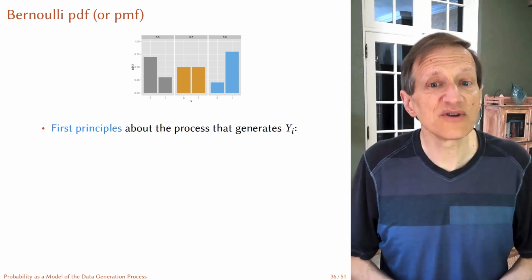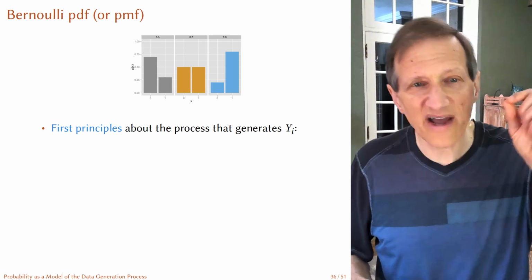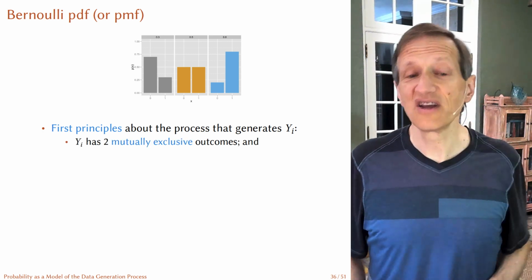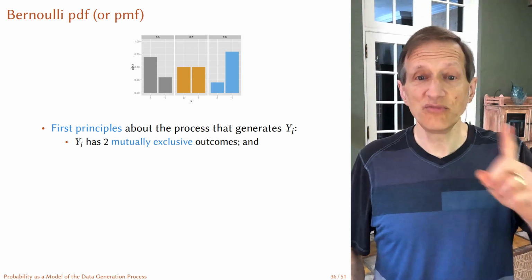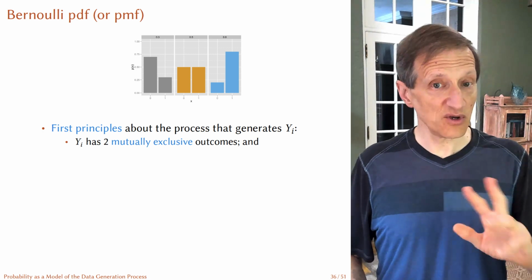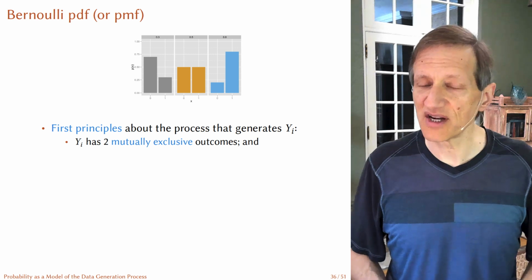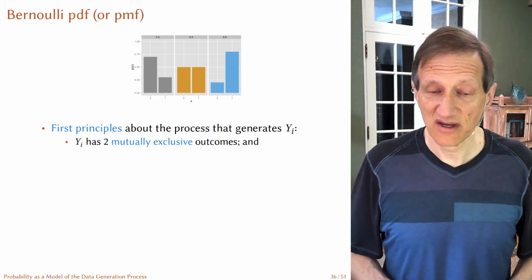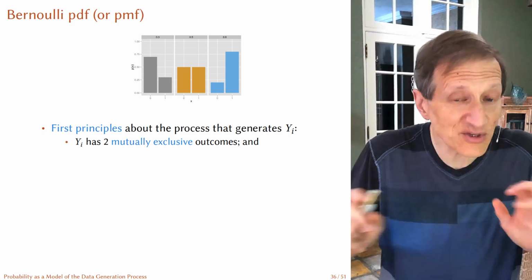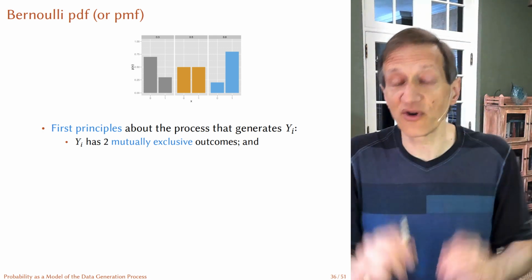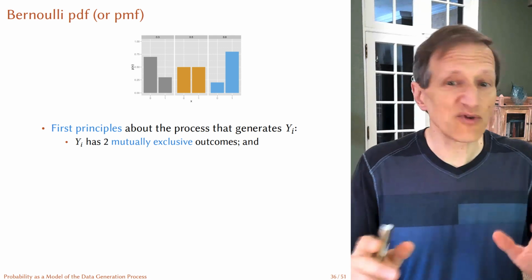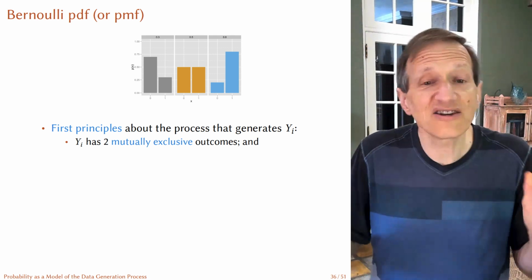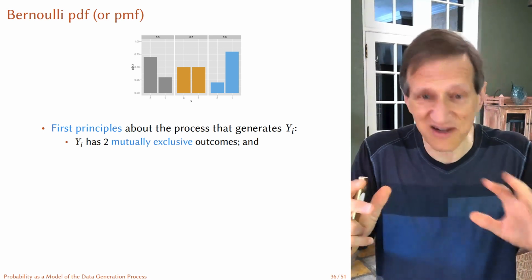The first principles about the process that generates y in a Bernoulli, what are they? First, y has two mutually exclusive outcomes. So if you're using this to model the outcome of the presidential election, your assumption is that either Biden or Trump can win, and no one else can win. It's impossible for anyone else to win. It's impossible for both of them to die and the vice presidents to be appointed as the candidates, or something else to happen. It's zero probability, it can't ever happen.